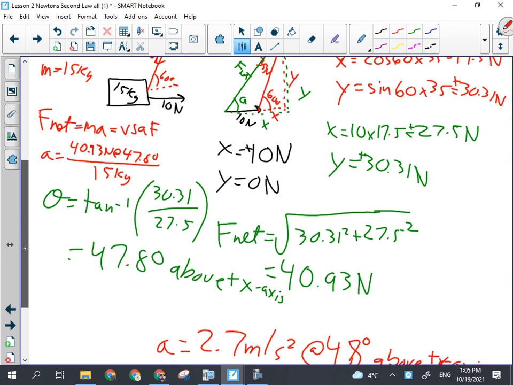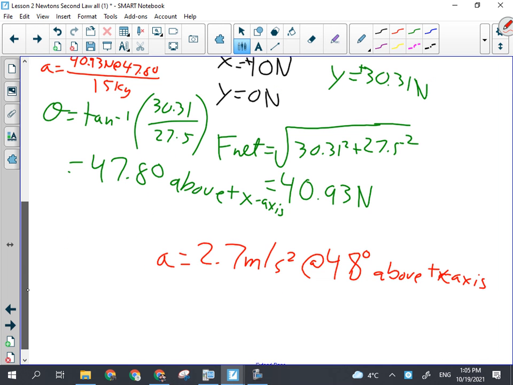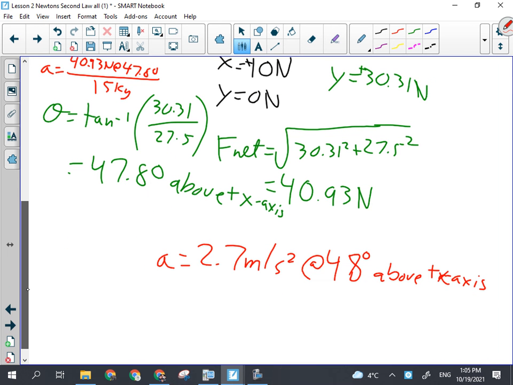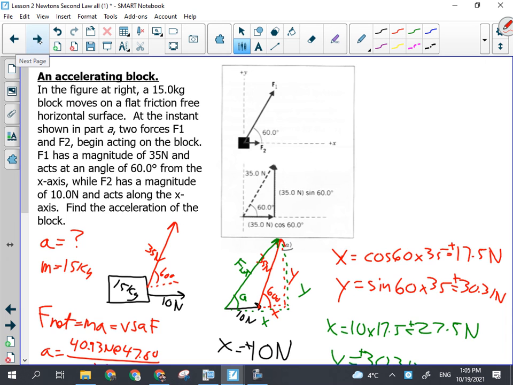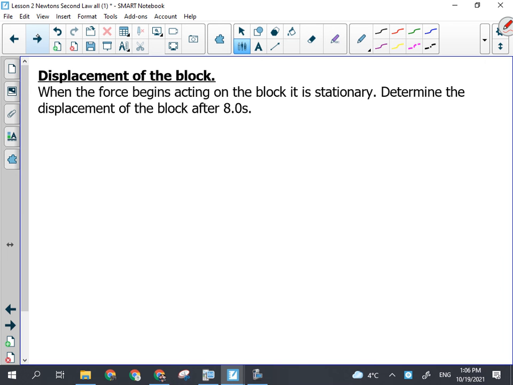Okay, all right, so I could ask you a part B. Now that we've calculated the acceleration, I could ask something like this. Still the same block. When the force begins acting on the block, it is stationary. What did they just tell me? My initial velocity is?